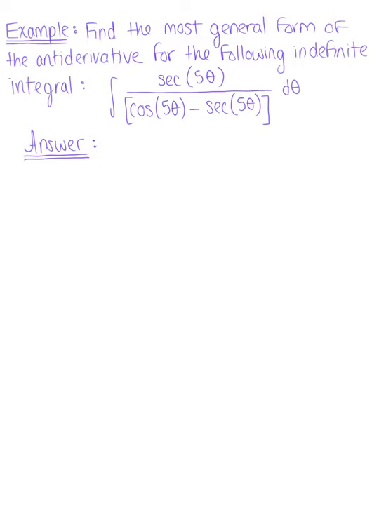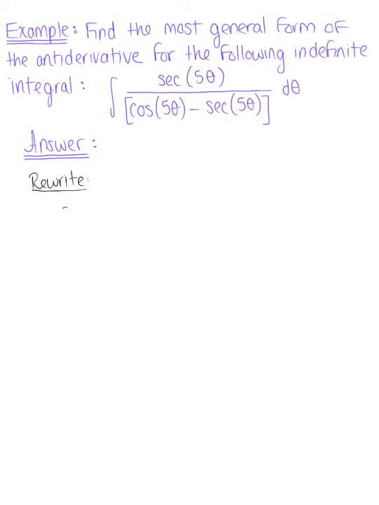Find the most general form of the antiderivative for the following indefinite integral. So here we need to begin by rewriting the integrand. And there's several ways to approach this problem. The beauty and curse of algebra is there's often more than one way to get to the same answer. So here is one such way.